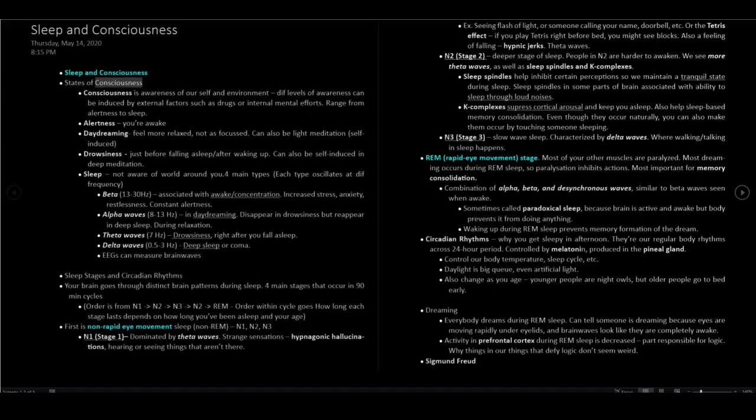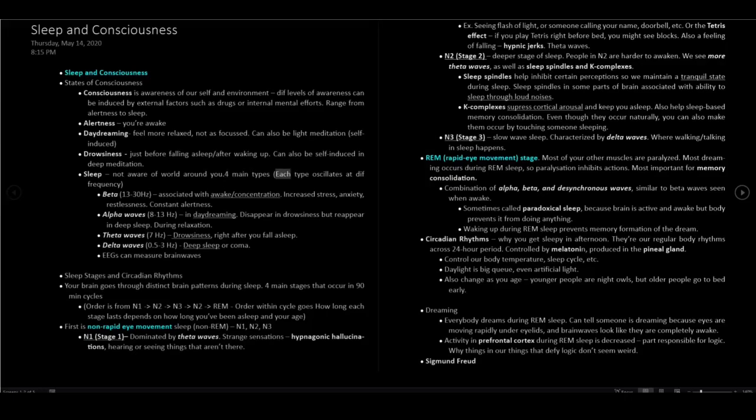States of consciousness. Consciousness is awareness of ourselves and our environment. Different levels of awareness can be induced by external factors such as drugs or internal mental efforts. They range from alertness to sleep. Alertness: you're awake. Daydreaming: you feel more relaxed, not as focused. This can also be light meditation, self-induced. Drowsiness: just before falling asleep or after waking up. This can also be self-induced in deep meditation. Sleep: you're not aware of the world around you.